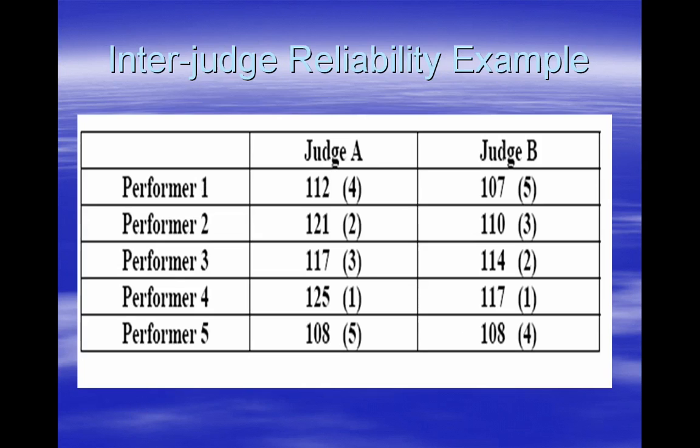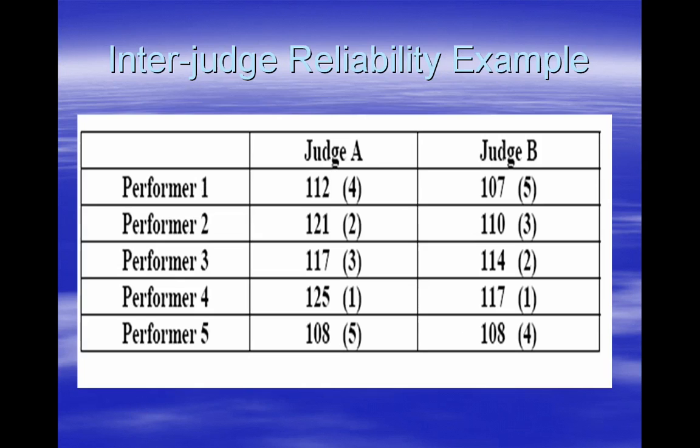Because the procedure Spearman-Rho can only do 2 judges at a time, we're going to start with judge A and B. You will have to repeat this procedure for judge A and C, and again for judge B and C. So you'll wind up having to do 3 calculations.